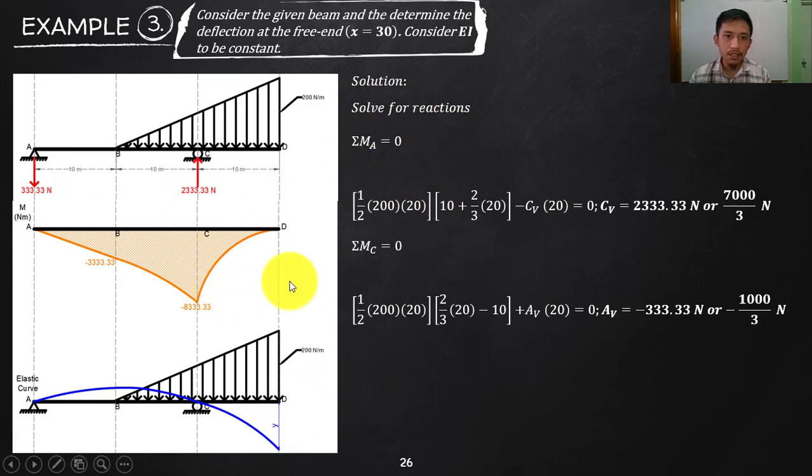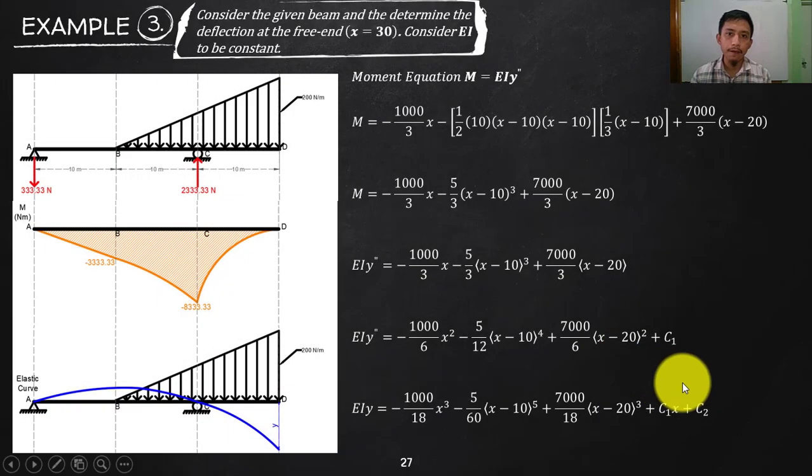Okay, so get the reactions. Summate moment at A, you will have this 233.33, or that is 7,000 over 3 Newton. Take moment at this joint, then you will have that as negative. So going down 1,000 over 3, that is 333.33 Newton. And then of course establish again your moment equation, the singularity equation. Okay, so cut here, that is just a counterclockwise. So your reaction times x. And then cut here, you will now have the rectangular load.